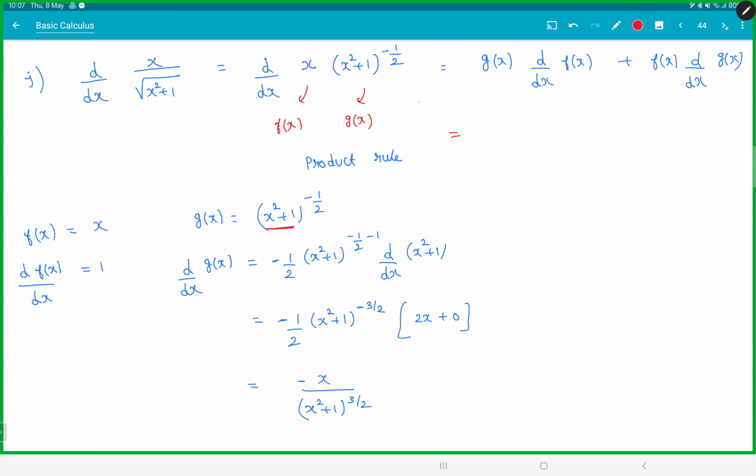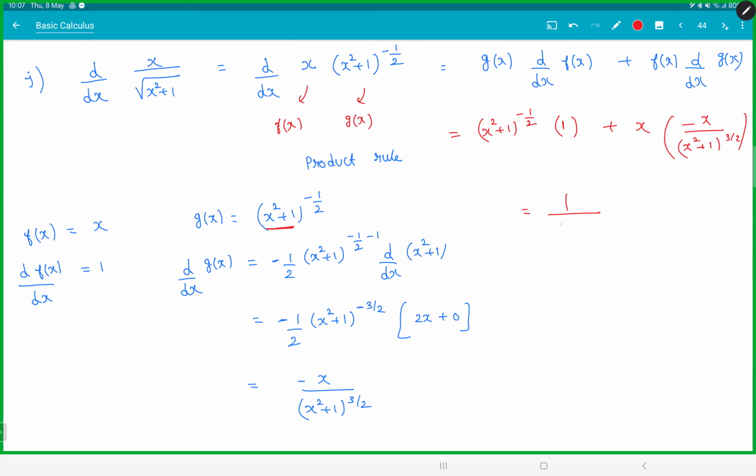So g of x is how much? This guy, x square plus 1 minus half. What is f of x's differential? 1. What is f of x? X. What is this? Minus x by x square plus 1 to the power 3 by 2.